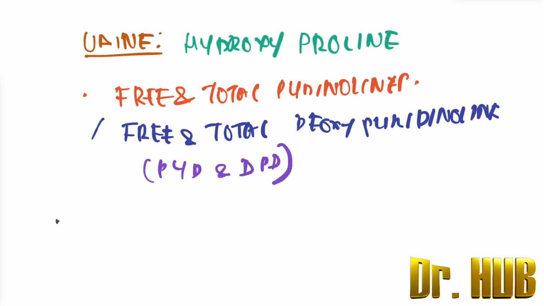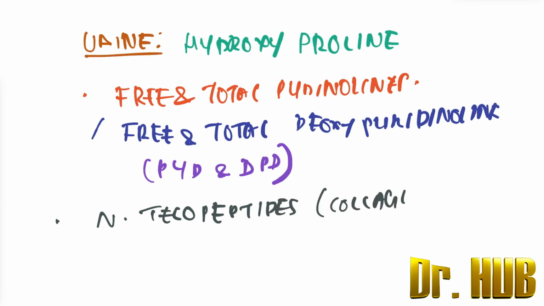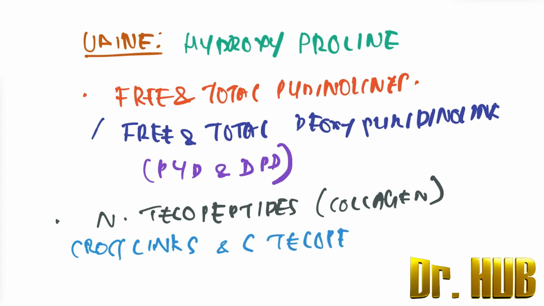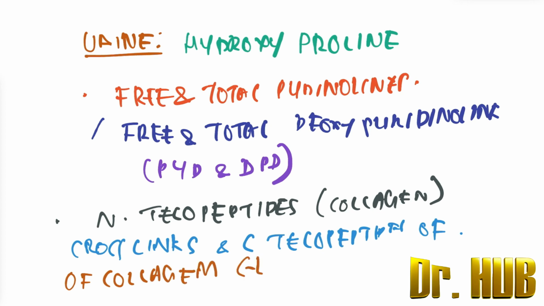Lastly, under the urine, there are the N-telopeptides of collagen and collagen crosslinks, and also the C-telopeptides of the collagen crosslinks. We are writing it as Cl, that is, it includes the CTX, ICTP and the NTX.